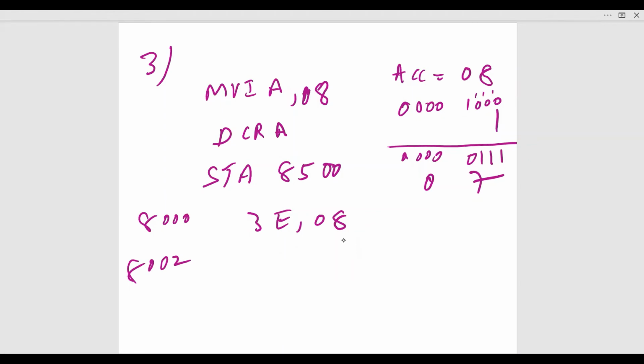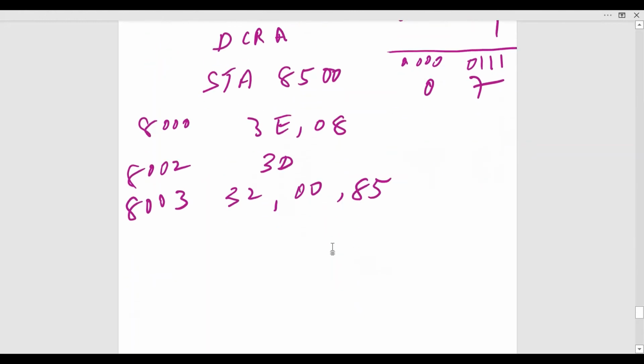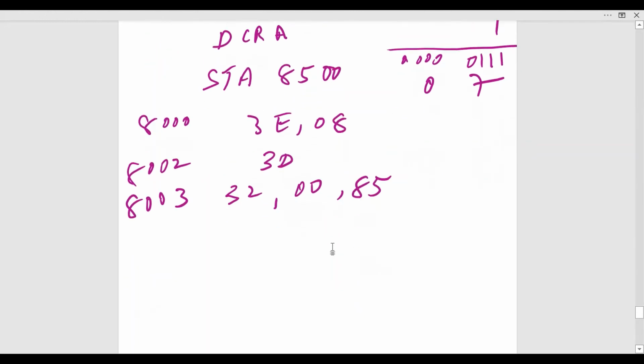8002: decrement A is 3D, the output for this. And then 8003, it is a single byte instruction, so it takes only one memory location. 8003 store is 32 and lower 00, 8004, 8005. Now, if you want to check the answer, the procedure of uploading and execution is the same, and the procedure for checking the result is also the same.